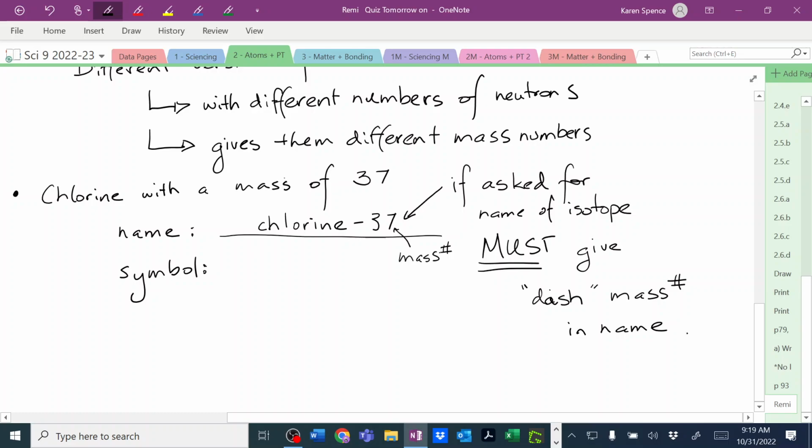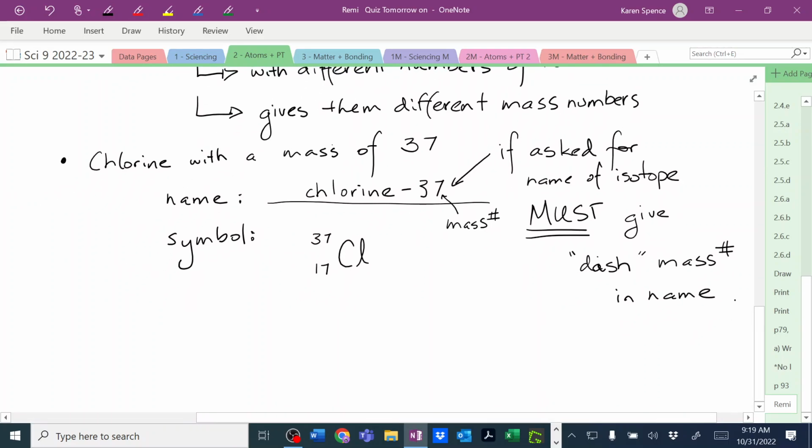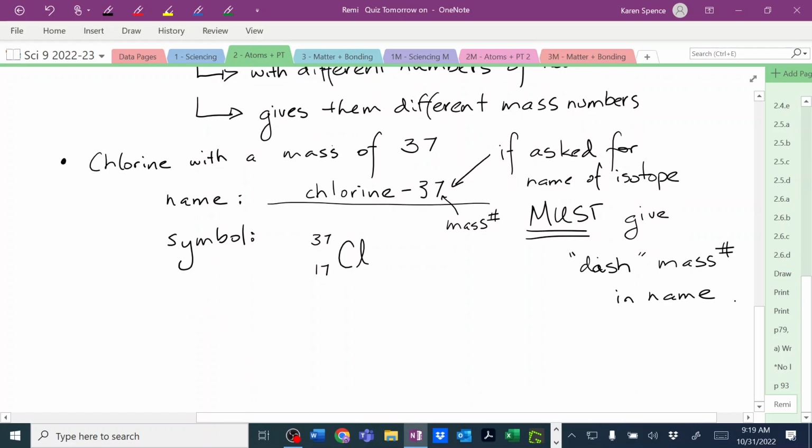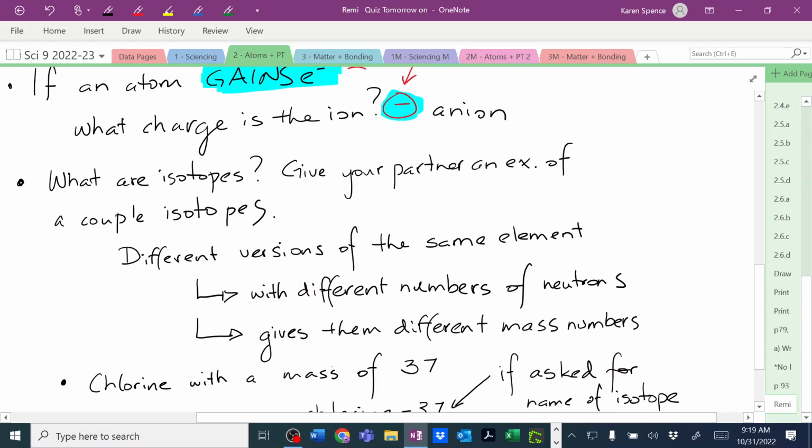Now, how would we write the symbol for chlorine 37? Cl, yes, 37, 17, and that's it, because we are told it's chlorine, not chloride. Which brings us to, oh, up here, hang on.